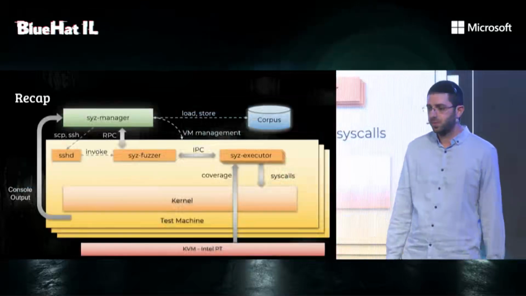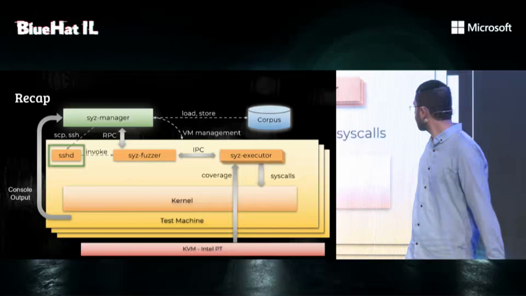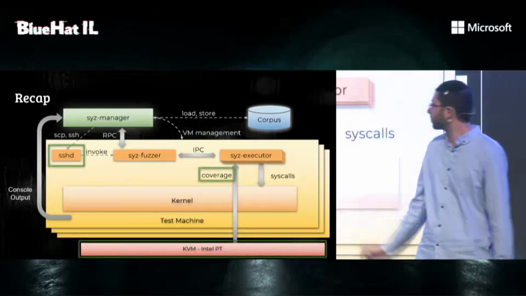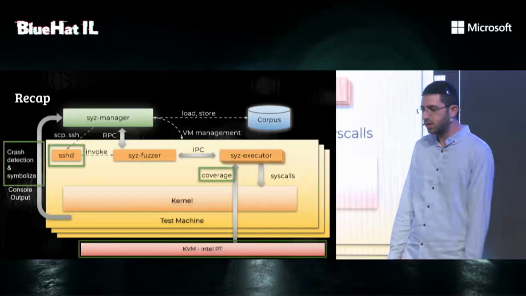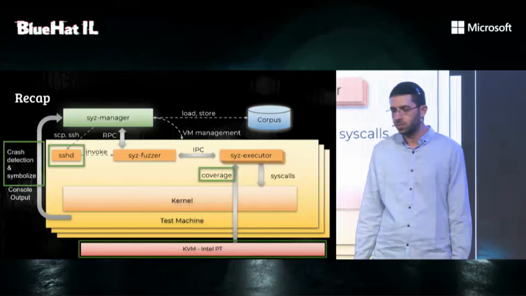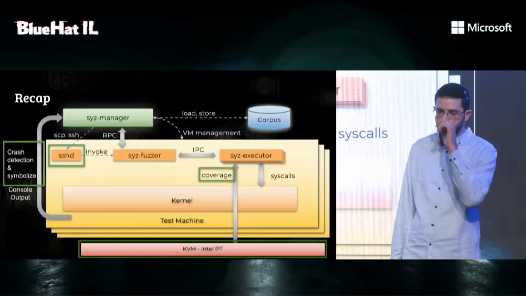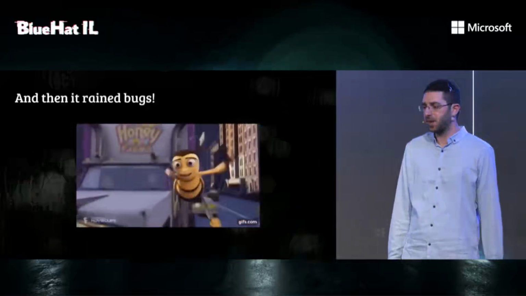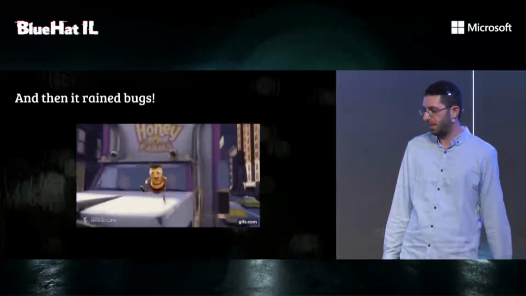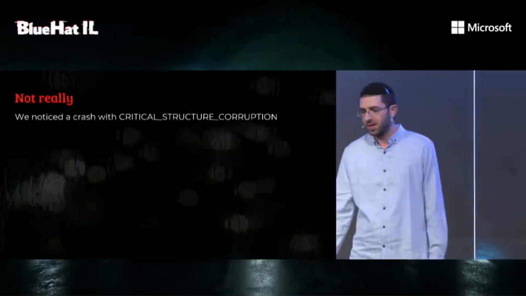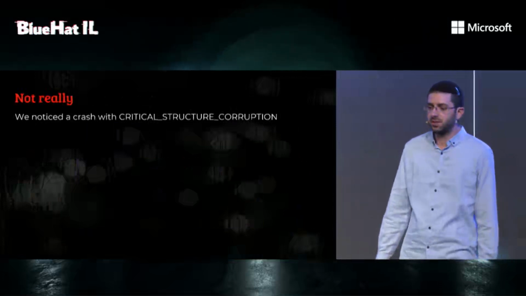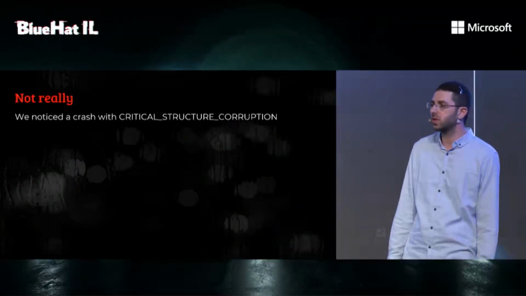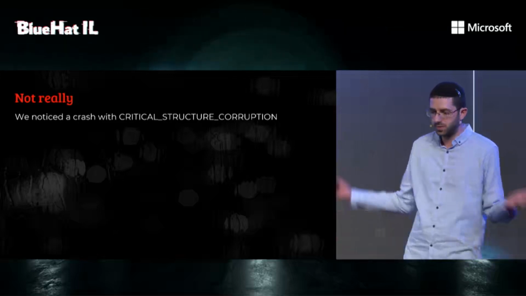So a quick recap. SSH server, check. Coverage, check. Crash deduplication and detection, check. So we started fuzzing WSL. And then it rained bugs. Well, not really. A short time after we started the fuzzer, we noticed a crash with critical structure corruption, and we were like, what the fuzz?